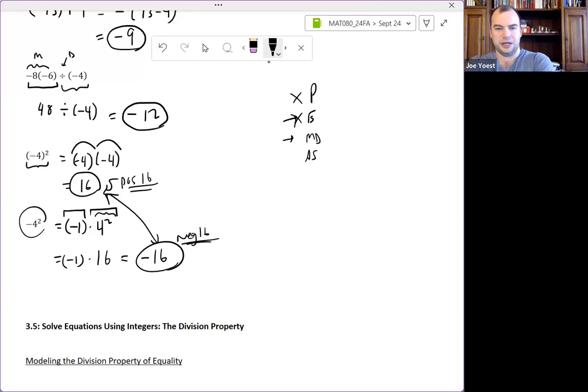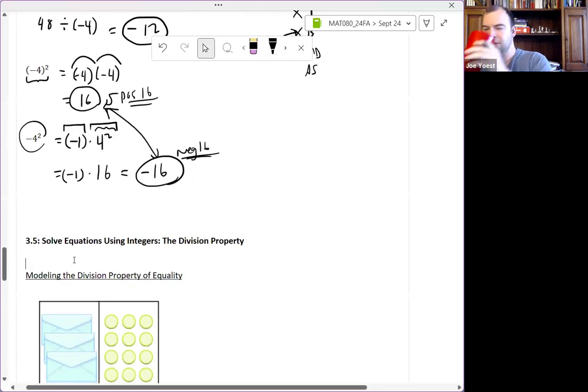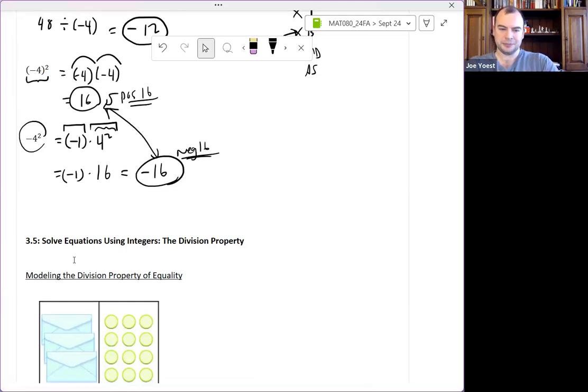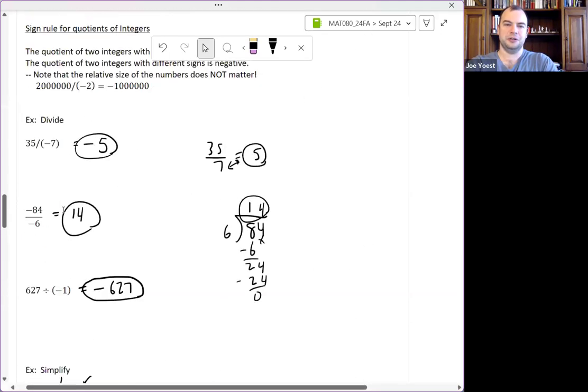Any questions on any of this so far? Questions on anything in multiplication or division of integers?